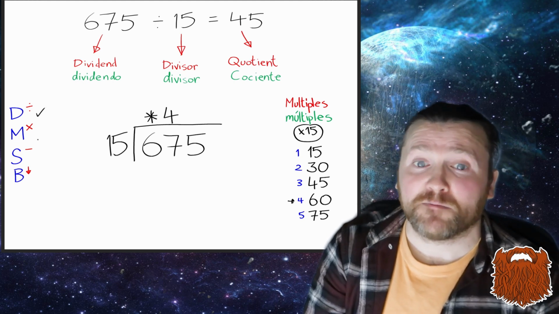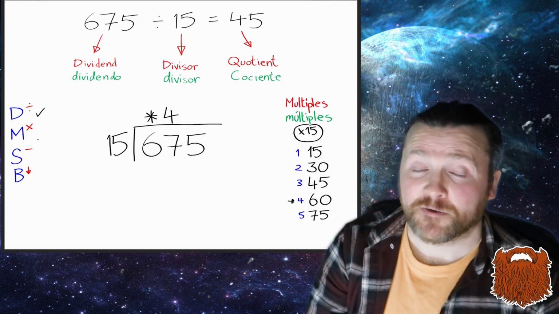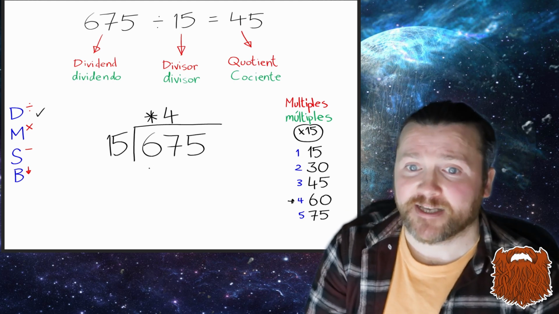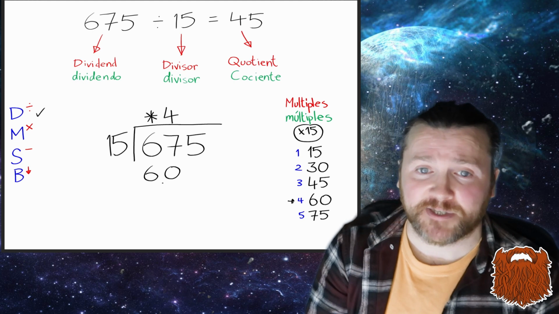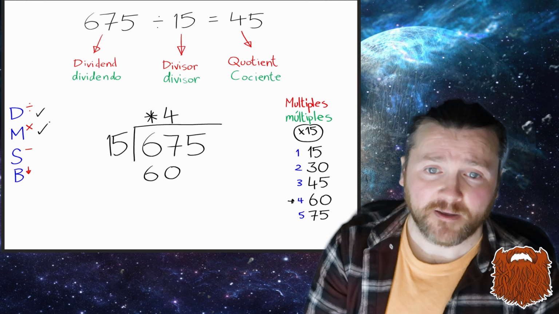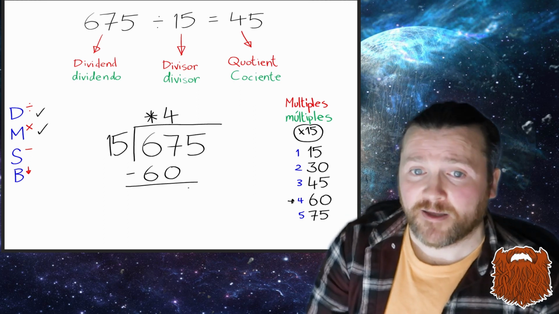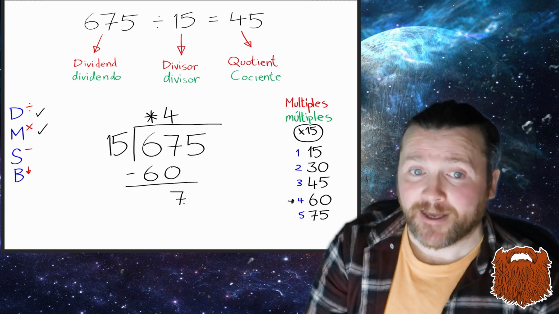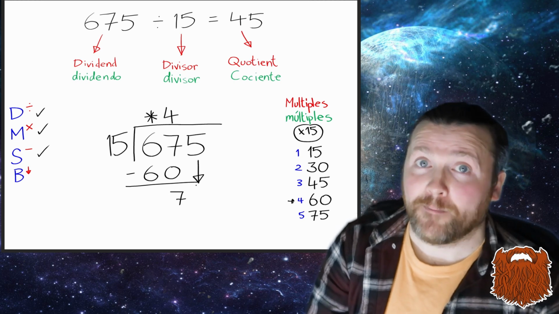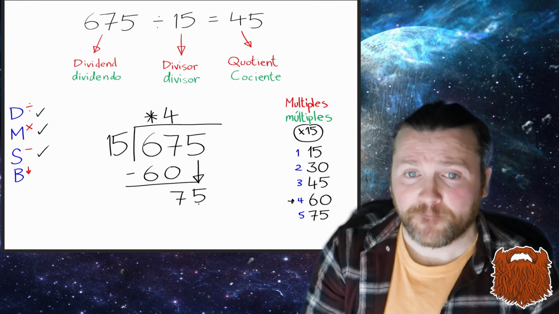Next thing we do is multiply. So we multiply our answer that we got from the last one by our divisor. And 4 times 15, we know from our multiples, is 60. So we can put our tick there. The next step is the subtraction. So we take 60 from 67, and we end up with 7. And the last step is to bring down, mover abajo. Okay, we bring down our 5.